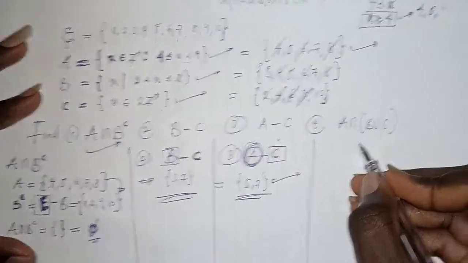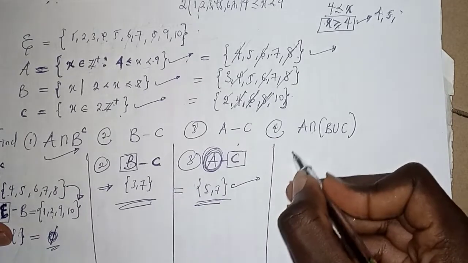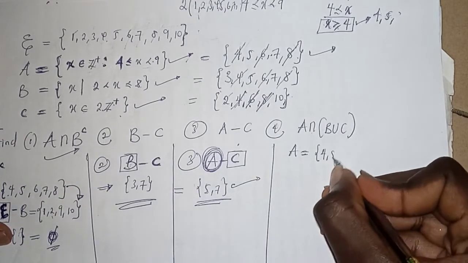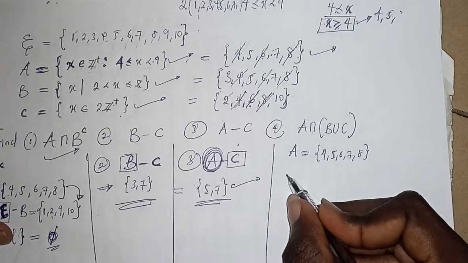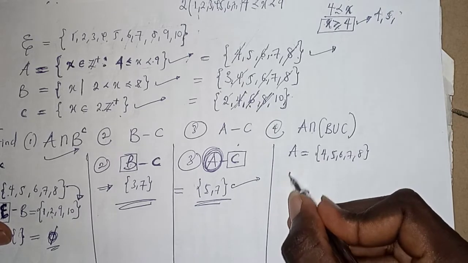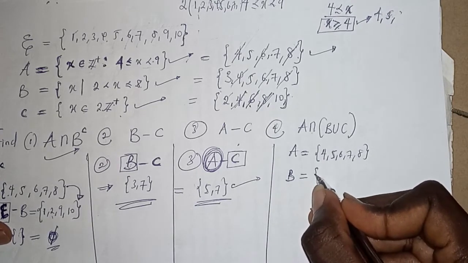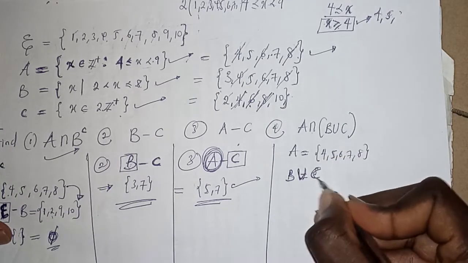Correct. Next question is A intersection B union C. First thing is to write out the elements of A. The elements of A are 4, 5, 6, 7, 8, right? And then the elements of B. Okay, let's just go straight to the format. I have B union C. So what's B union C?